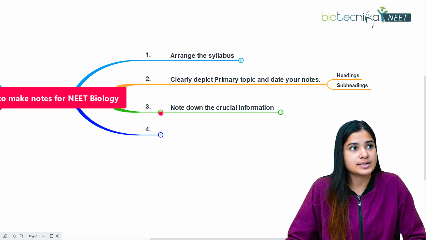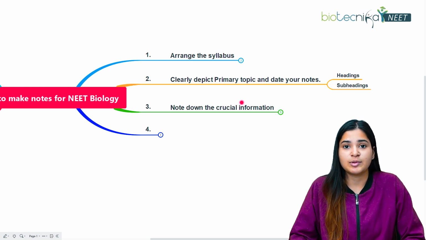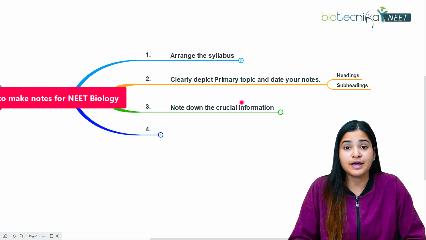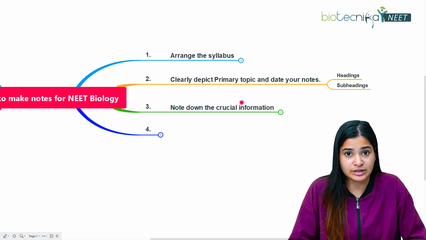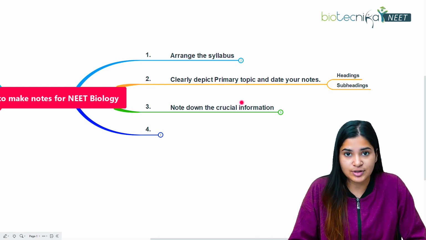Now the third point that is important is to note down the crucial information. If you are preparing notes, you don't have to write everything that is mentioned in the textbook. You have to note down the crucial information that is important from the examination point of view.